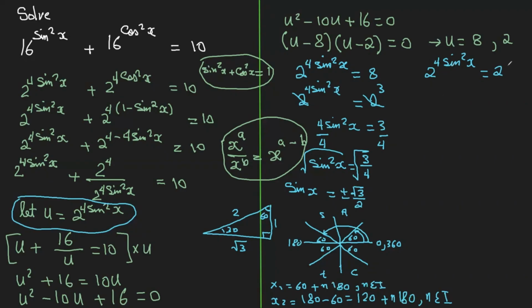We have to do this. We know that's 2 to the power of 1, so I'm just going to cancel. And I have 4 sine squared x equals 1. I'm going to divide both sides by 4. And I'm going to get sine squared x equals 1/4. I'm going to square root both sides. I'm going to get sine x equals 1/2. And the angle that has a sine of 1/2 is 30.